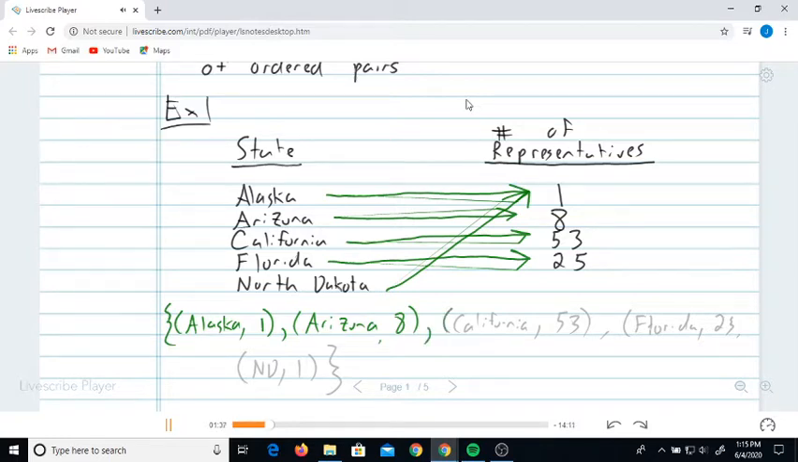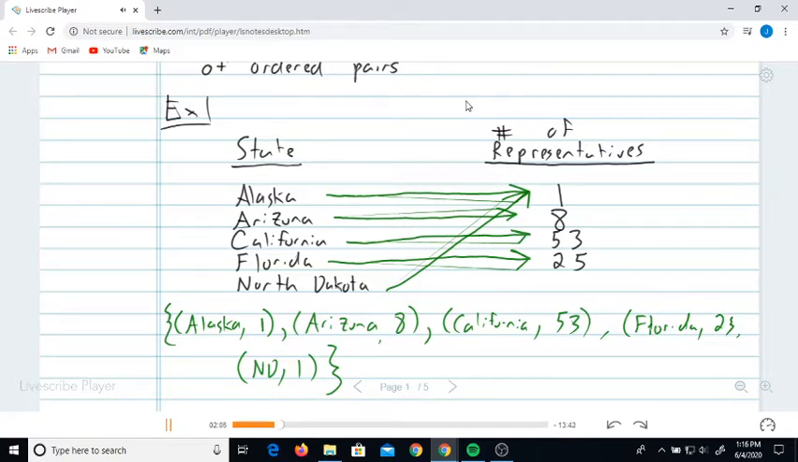And then I could write California, comma 53, Florida, comma 25, and then the last one I'm going to go ahead and abbreviate it, North Dakota, comma 1. So there we have a set of ordered pairs. And this is a correspondence based on population, because each state's population determines the number of representatives.